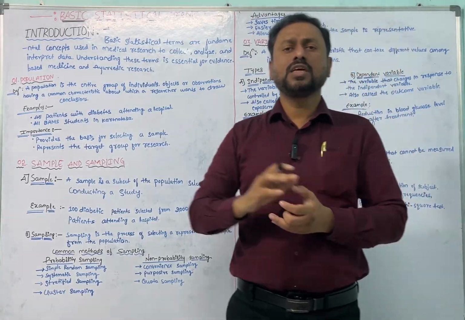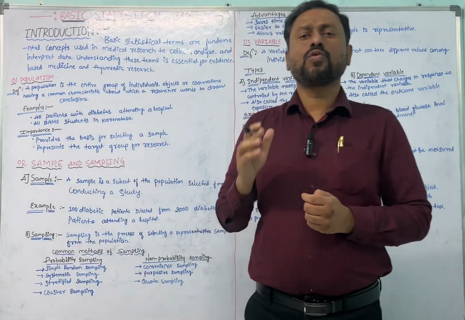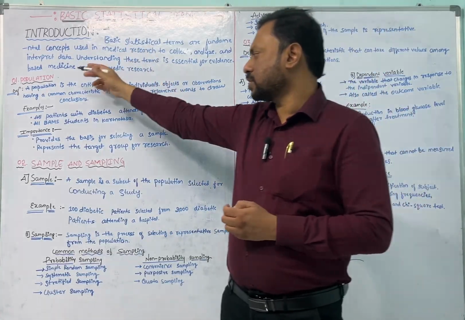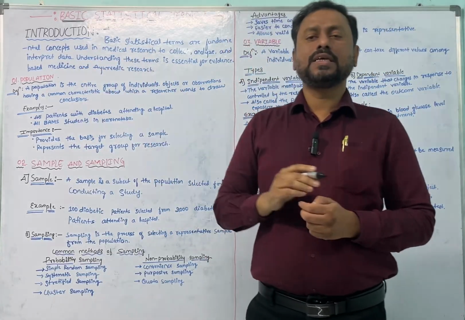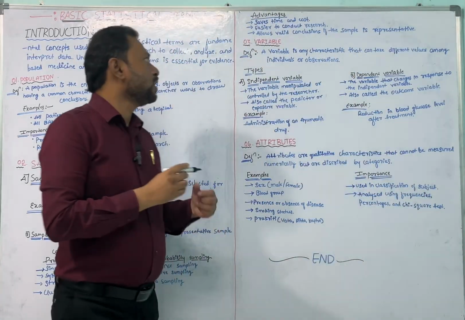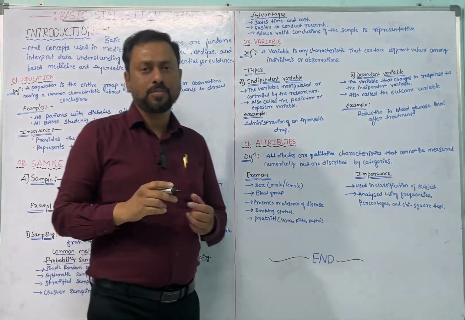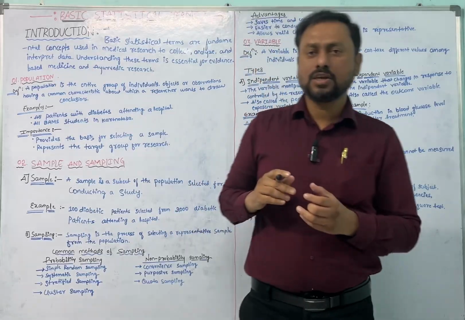Now in this class we will study four terms. Mainly, the first term is the population, the second one is the sample and sampling, the third one is the variables, and the fourth one is the attribute. These are the four terms we will study in today's class.